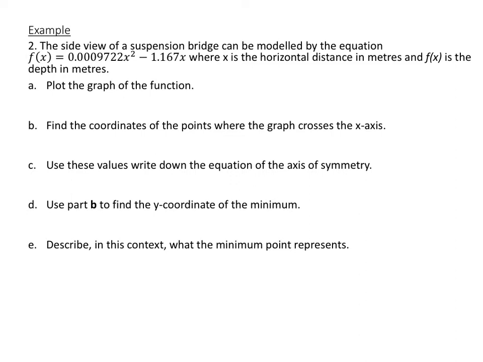So first we want to plot the graph. You can use your graphing calculator to help you sketch a graph of this. And then using your graphing calculator, we want to find the coordinates where the graph crosses the x-axis, use those values to write the axis of symmetry, and use your answer in part B to find the y-coordinate of the minimum, and then describe what that minimum point represents. So go ahead and pause the video and try this one.